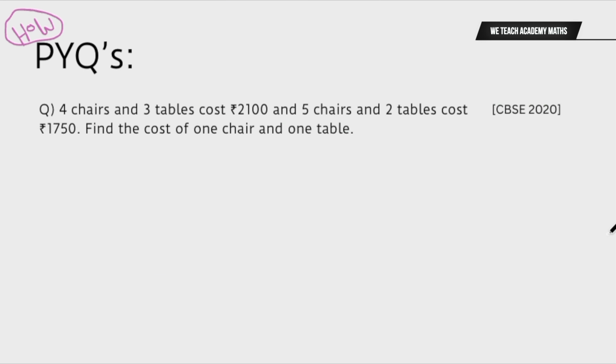Coming to another PYQ asked in CBSE 2020, 4 chairs and 3 tables cost rupees 2100 and 5 chairs and 2 tables cost 1750. Find the cost of 1 chair and 1 table. This is again simple. You let chair be x and table be y, then you put the equations, and when you get the two equations you can solve. So do let me know the answer for this one too in the comments below.